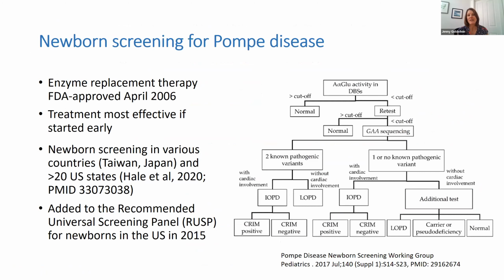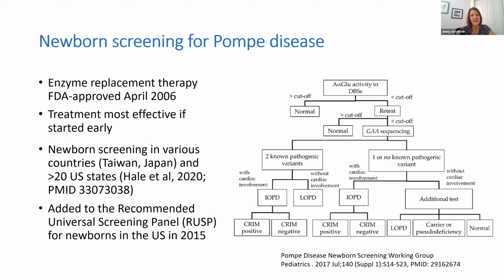So newborn screening for Pompe disease has been going on for, I guess, a couple of decades now. Enzyme replacement therapy for the disorder was FDA approved in April 2006 and has been approved in other countries as well. And the treatment is most effective if started early, before that damage is caused to the muscle tissues. So this was one of, of course, the reasons for recommending this disorder for newborn screening. And also it is possible to test newborn blood spots for the enzyme deficiency.